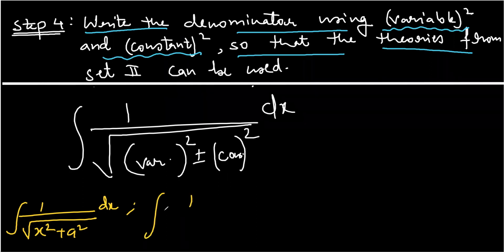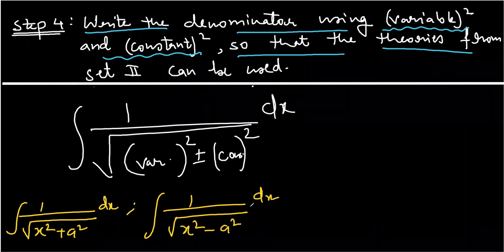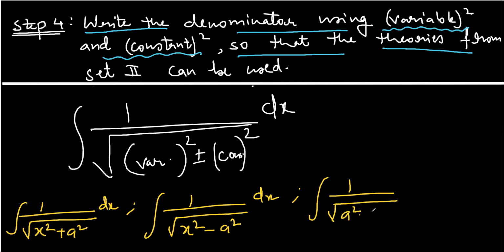Or you may have 1 upon square root x square minus a square dx. The answer for this was log of mod of x plus square root of x square minus a square. And finally you can have 1 upon square root of a square minus x square dx. You will apply any of these three theories in order to integrate this.